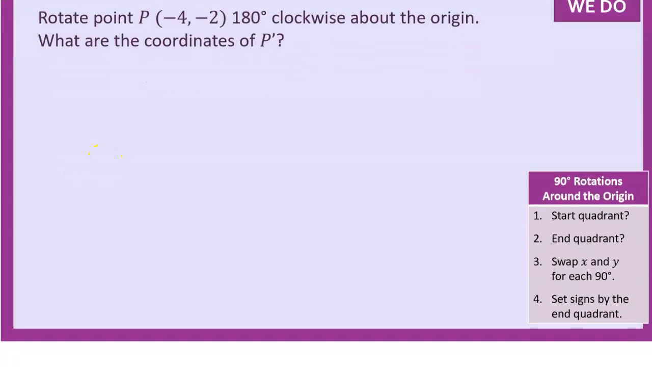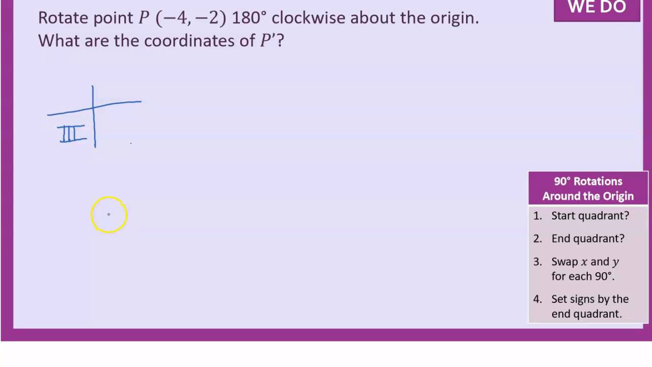All right. Rotate point P, negative 4, negative 2, 180 degrees clockwise about the origin. What are the coordinates of P prime? So let's think about the steps we need to do. We need to figure out the starting quadrant. A negative and negative is quadrant 3.